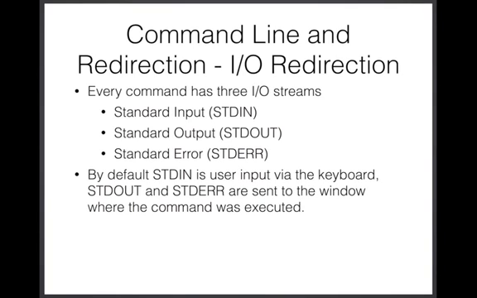So you can get standard input from another command in a pipeline. You can redirect it from a file, and then you can do the same for standard output and standard error. You can redirect those to a file. You could redirect them to different files. You can send them to a pipeline that would go to another command and become the standard input of the second command.